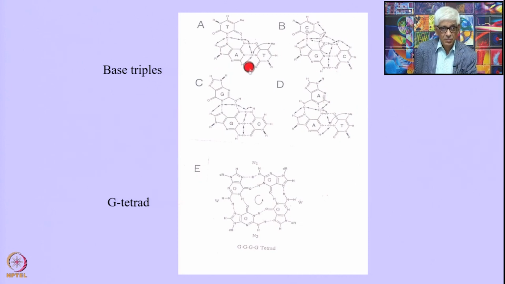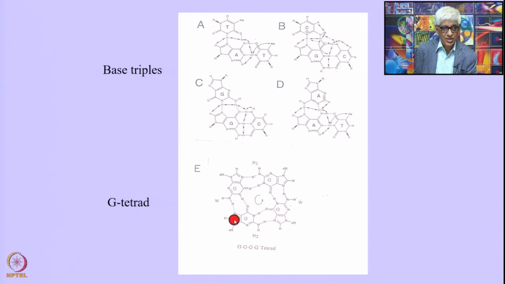Now, these are base triples. You can also have quadruples, called the G tetrad. Four G's can hydrogen bond with each other to form what is called the GGGG tetrad. There are 4 G's here, very symmetric, and all the donor and acceptor sites are used up here.